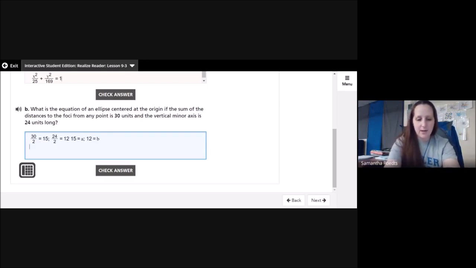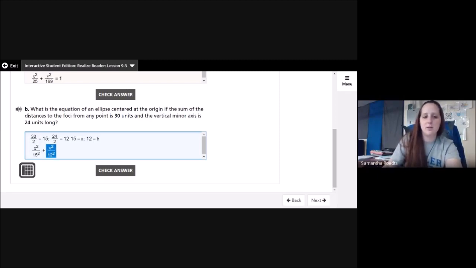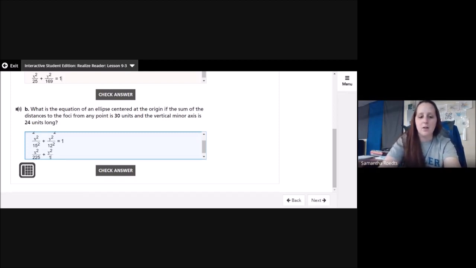So then I have x squared divided by 15 squared plus y squared divided by 12 squared. That's supposed to be a plus, not an equal sign. And that equals 1, which simplifies to x squared divided by 225 plus y squared over 144 equals 1.